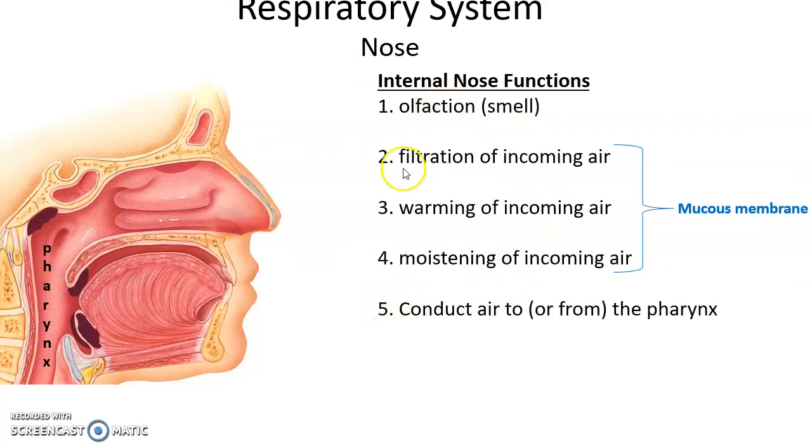Functions of the nose include olfaction or smell, filtration of the incoming air, warming the air, and moistening the air. This is all from the mucous membrane. The mucus will collect particulates out of the air, and then body heat will warm the air and water will be released, moisturizing the air. And then, of course, the very important job of conducting air to or receiving air from the pharynx. The pharynx, the back of the throat.